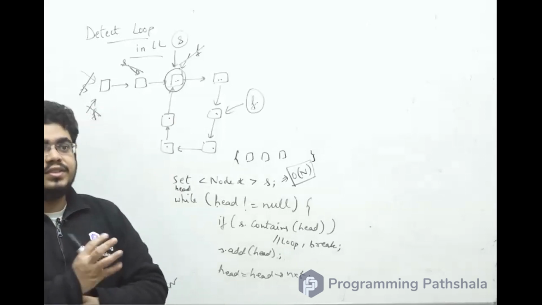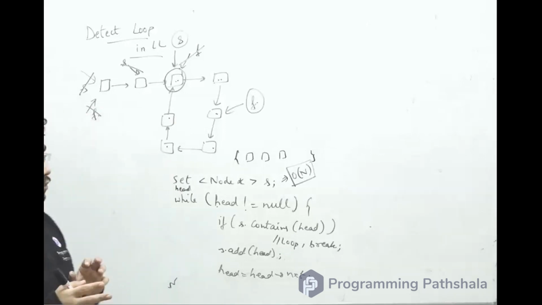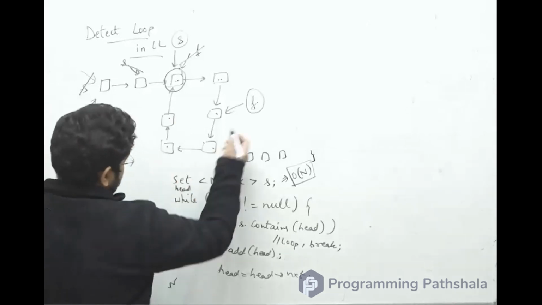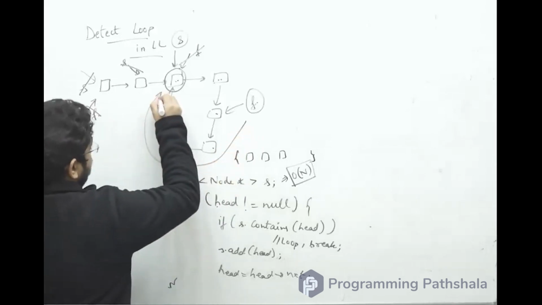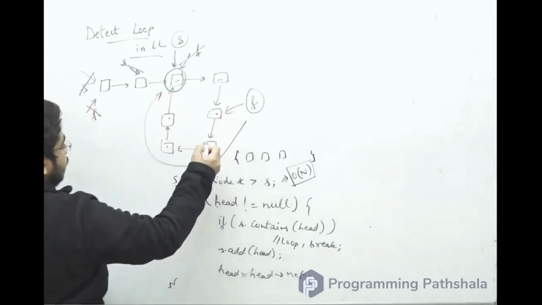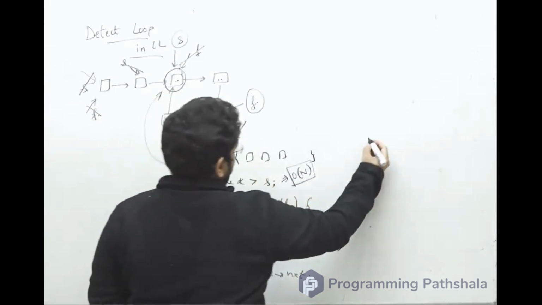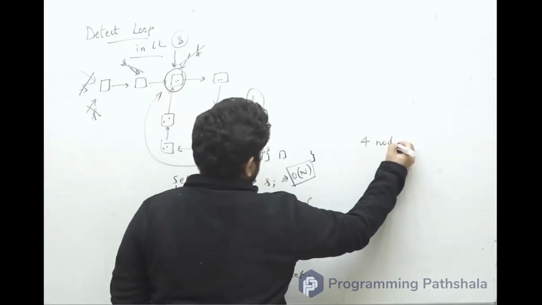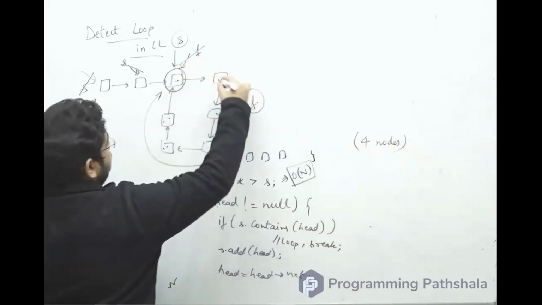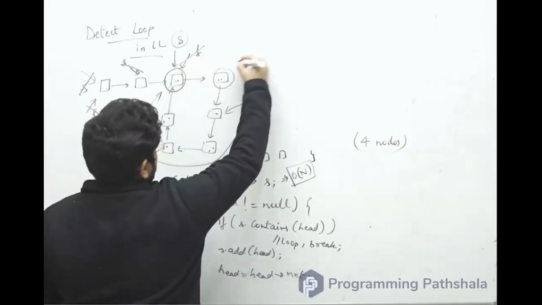Let's look at the distance between slow and fast pointer. Okay. Right now, from one side, the distance is 1, 2, 3, 4, 4 nodes. And from the other side, it's like one node in the middle.